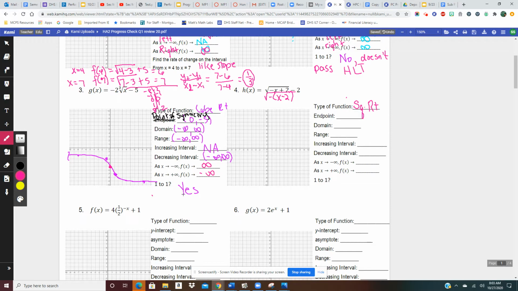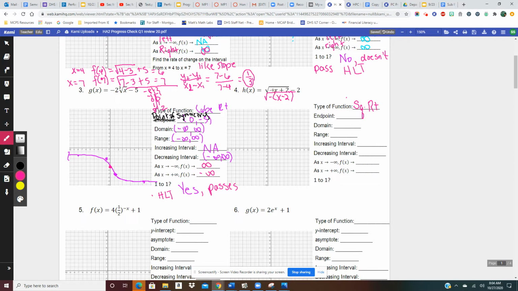Is the graph one-to-one? Yeah, I'm going to draw a horizontal line anywhere. It's only going to hit one time. So yes, it passes the horizontal line test.